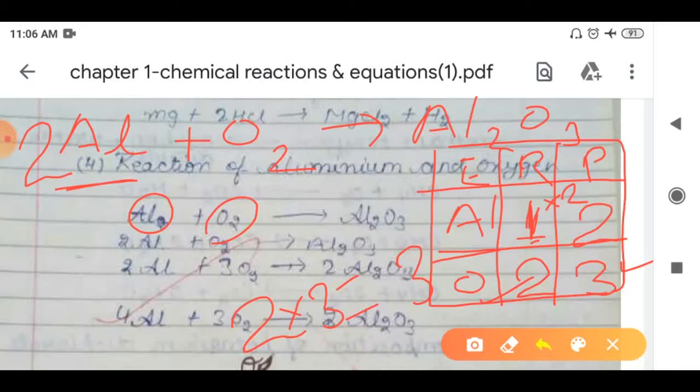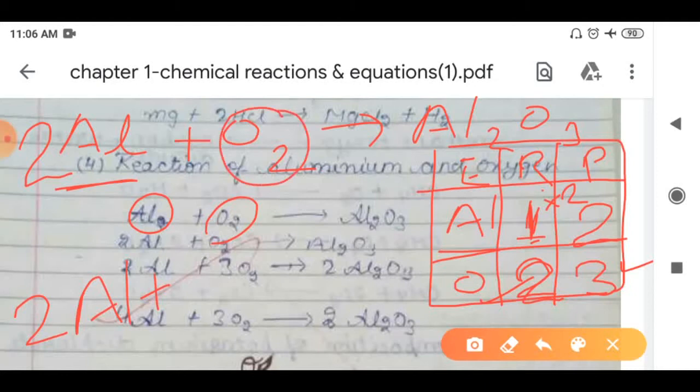So what we can do in the next step, in order to make the oxygen atoms equal, we have to multiply the oxygen present in the reactant side by 3 by 2. So in the next step I can write, twice of aluminium plus the oxygen molecule present in the reactant side, so I have to multiply it by 3 by 2 O2, then it becomes equal to Al2O3, right? Now this is the total balanced chemical equation.